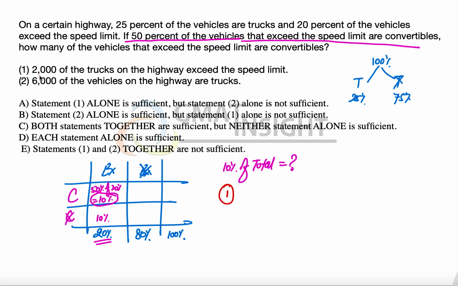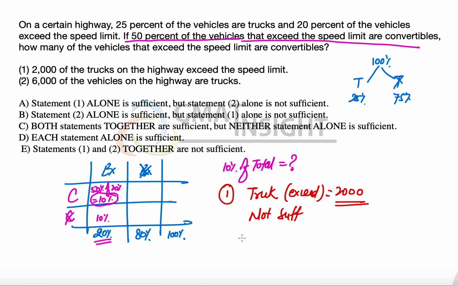The first statement says that 2000 trucks exceed the speed limit. Now trucks exceeding the speed limit is equal to 2000, but we have no idea what this number would be in percentages because we have not been given the information about the percentage of trucks exceeding the speed limit. And for that reason, the first statement is not sufficient to answer the question.